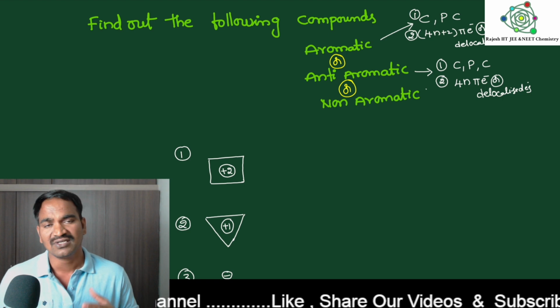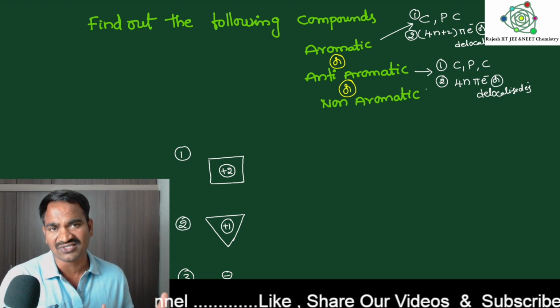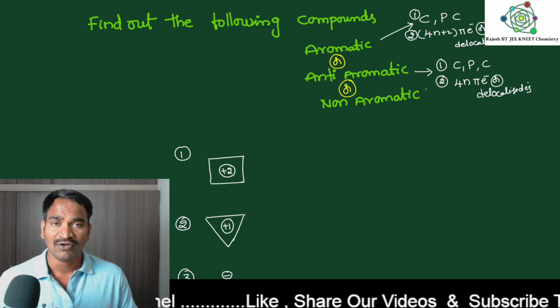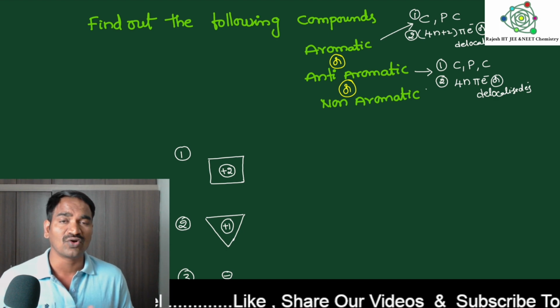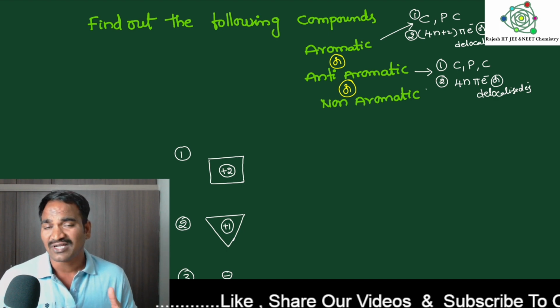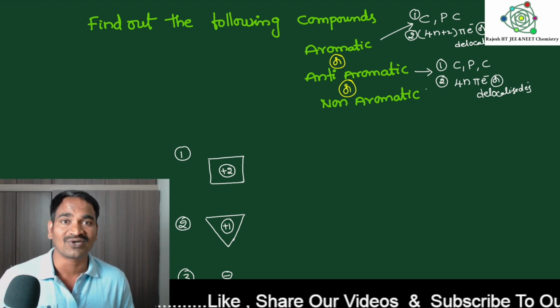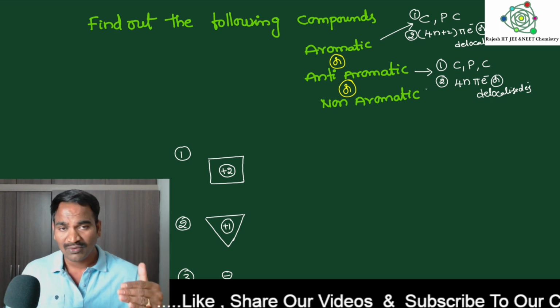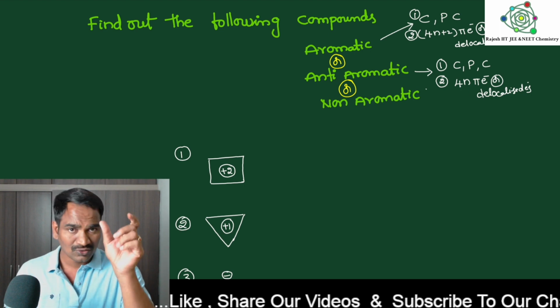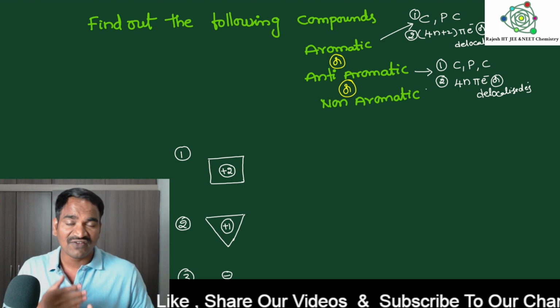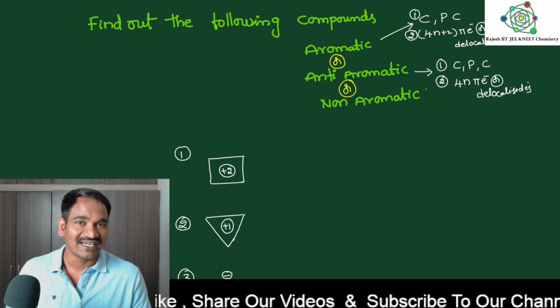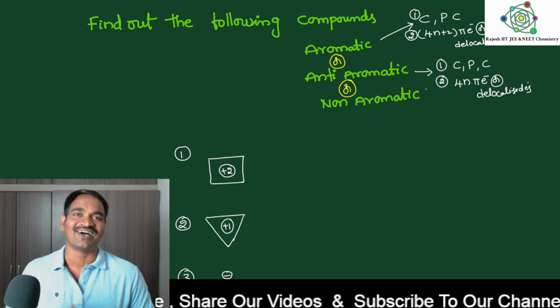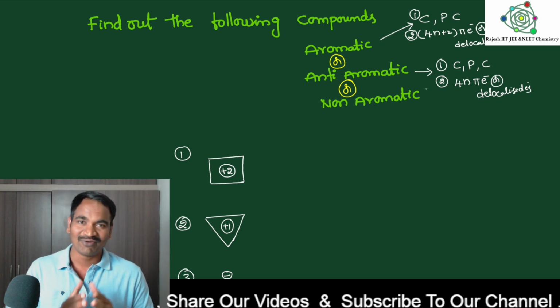Anti-aromatic compound means the same thing: cyclic, planar, conjugated system, and it should contain 4n pi electrons or delocalized electrons. So you may ask one question here: what about non-aromatic? Non-aromatic means if any of the conditions we discussed above is not satisfied, then that compound will come under non-aromatic. Okay, so now we will check.